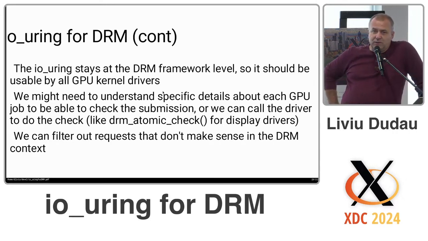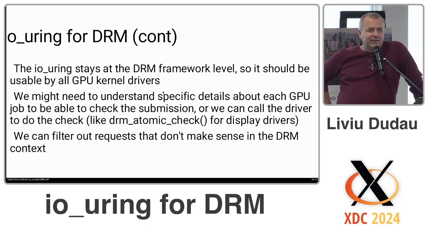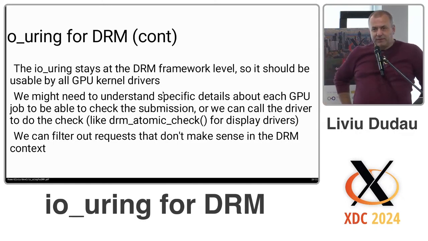We might need to understand on the framework level some specifics about the jobs of each of the GPUs, which might break the whole layering in DRM. So that's one of the downsides. Or you can have an abstraction layer for GPU jobs that each driver implements. Don't know if people have any thoughts about that.